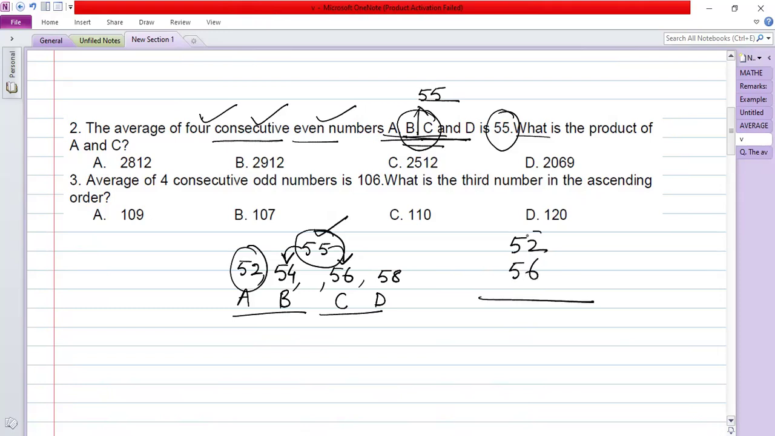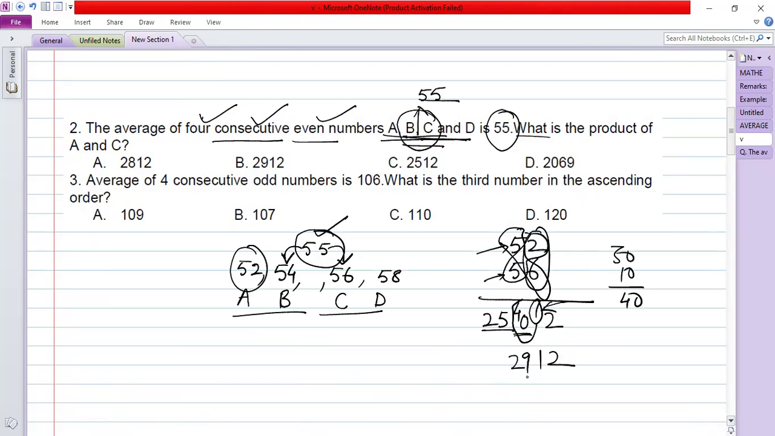Six twos are 12, so 2 and 1 will be the carryover. Then 5 into 6, 30, plus the carryover 1 gives 31. Then 2 into 5 is 10, which with the 30 makes 40. So I will write 0 and 4 for the carryover. Then 5 into 5, it will be 25, plus 4 gives 29. So the answer is 2912. So this option is correct.